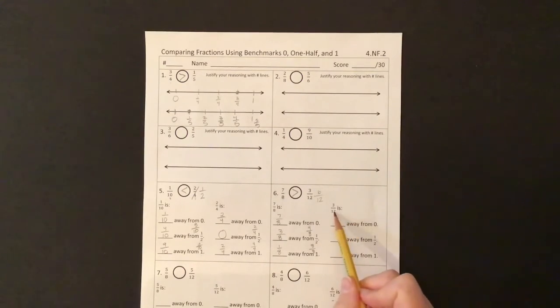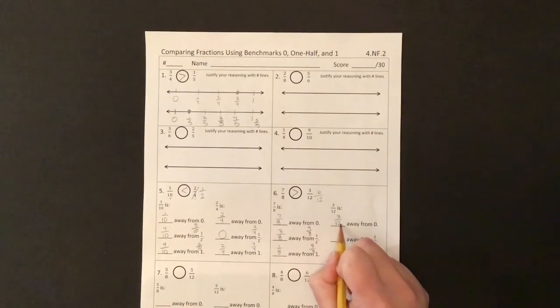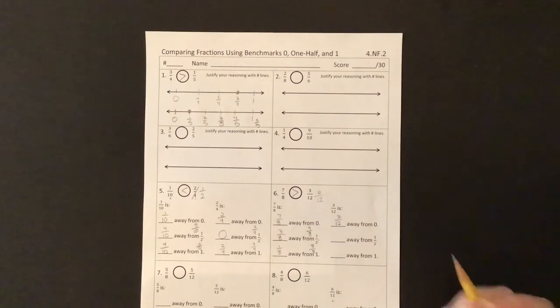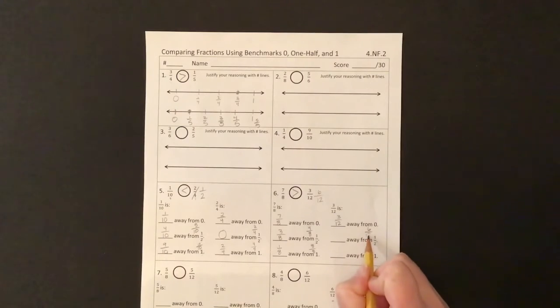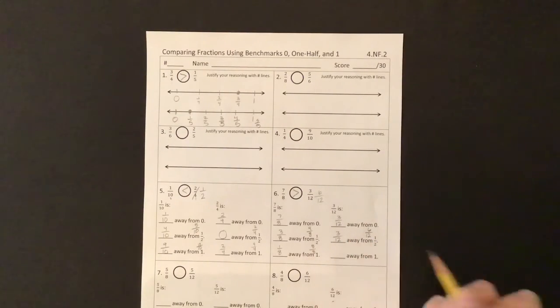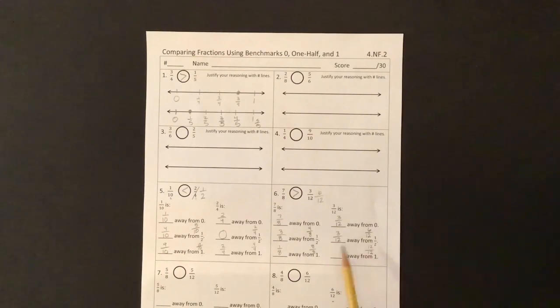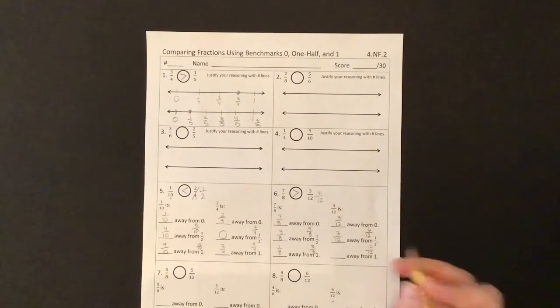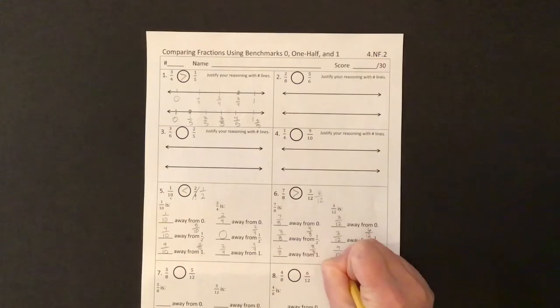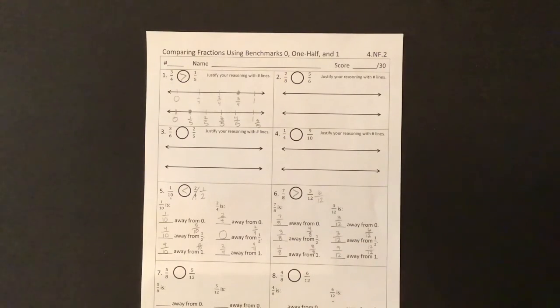3/12. 3/12 is 3/12 away from 0. 6/12 is the half. So 3/12 is just 3 pieces away from 6/12. 12/12 equals the whole. So we're just 9 pieces away from 12/12. And that finishes up number 6. Go ahead and work on number 7 and number 8 when you're ready. Start watching the video again to see how to do number 9.